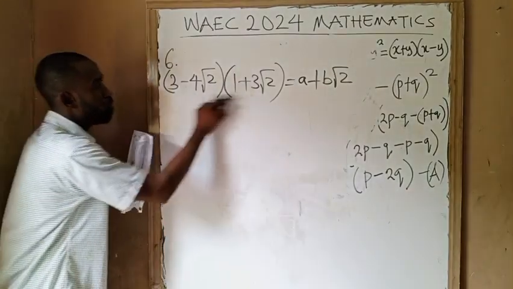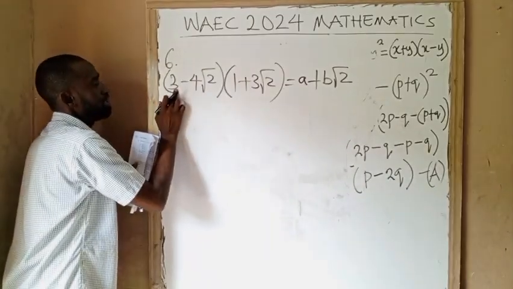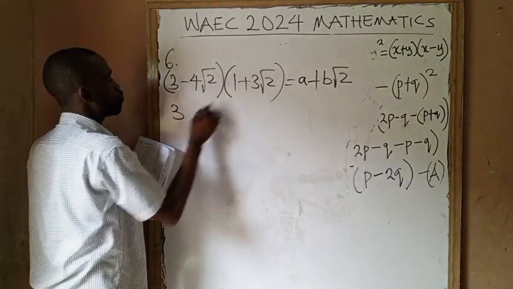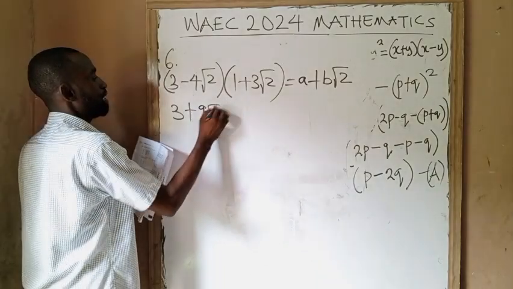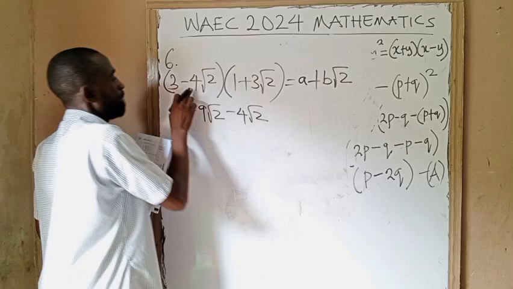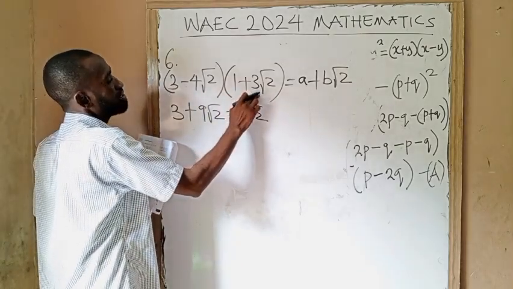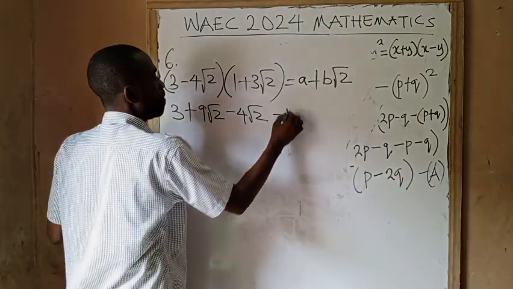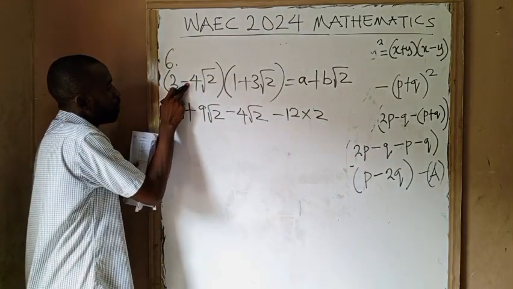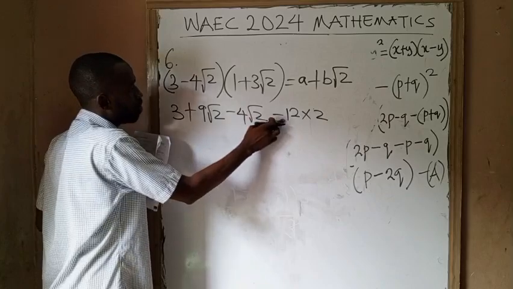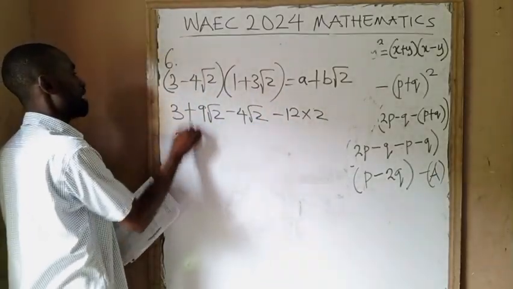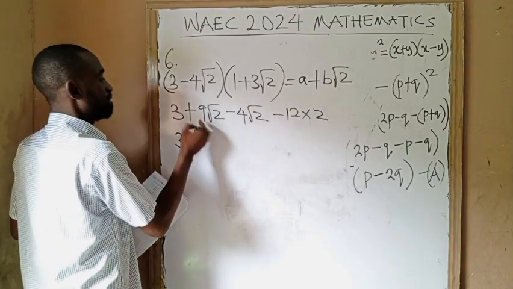So what I'm going to do here, we'll multiply this together. 3 times 1, we have 3. 3 times plus 3 root 2 gives us 9 root 2. Then minus 4 root 2 times 1, minus 4 root 2. Then minus 4 root 2 times plus 3 root 2 gives us minus 12 times 2, because minus 4 times plus 3 is minus 12, and root 2 times root 2 gives us 2.